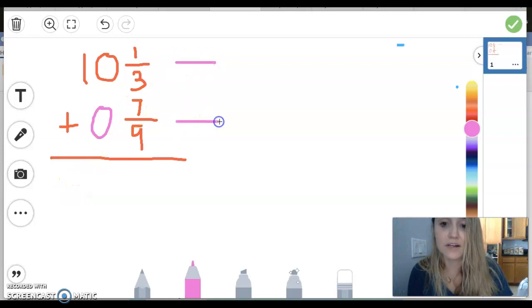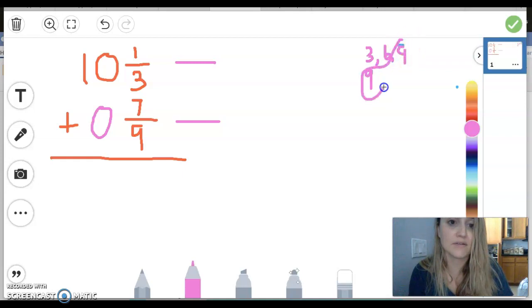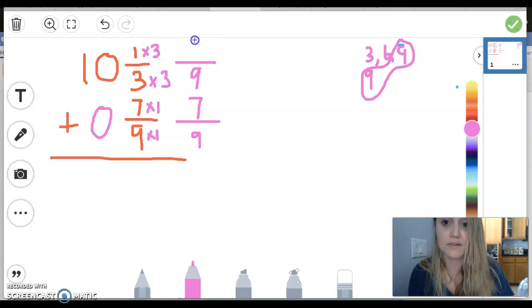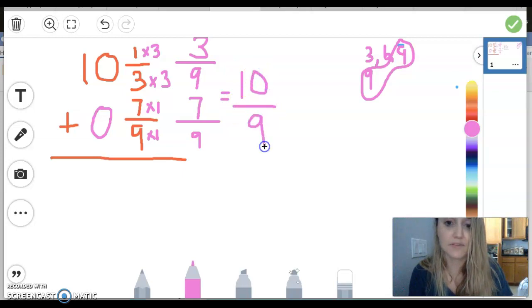Over here, we'd find our common denominator. So we have 3, 9. So we know it's going to be 9. 9 times 1 is 9. Whatever you do on the bottom, you must do on the top. 3 times 3 is 9. Whatever you do on the bottom, you must do on the top. So we'd have 10 over 9.